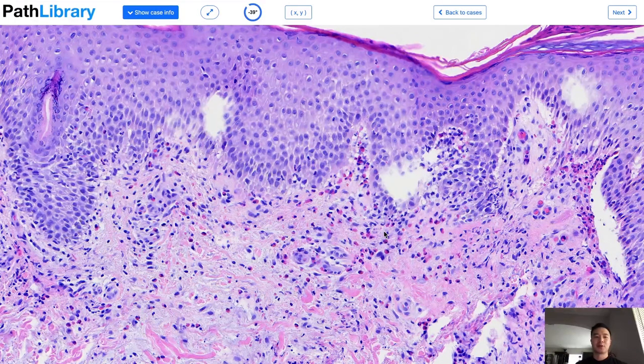And then pemphigus vulgaris. In pemphigus vulgaris, you'll have tombstoning because it's a suprabasilar acantholytic blister, so your basal epidermal layer is intact.